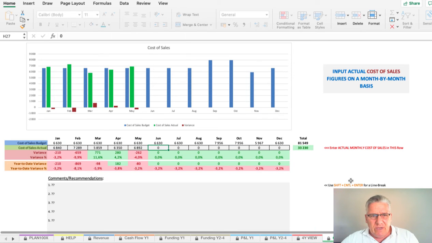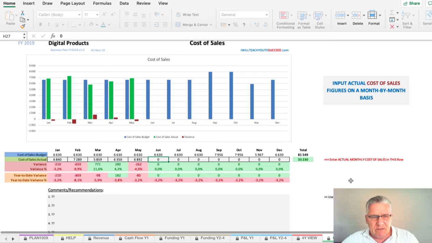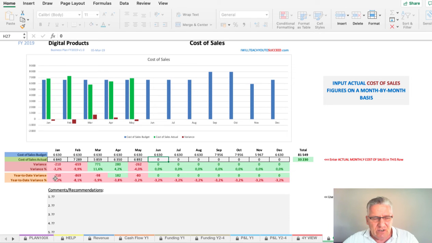So moving on, we have the cost of sales. So this is the money we are paying out to have the product produced, and you can see here we have input the actual cost of sales, and what we're getting is a variance. So our sales were a little bit higher in the months of January and February, which was good, and what that's done is it's pushed our costs up. We understand why it's in the red, and then we've managed to claw some of that back in March and April, and we're currently sitting in May at minus 3.2% of what was budgeted for cost of sales.